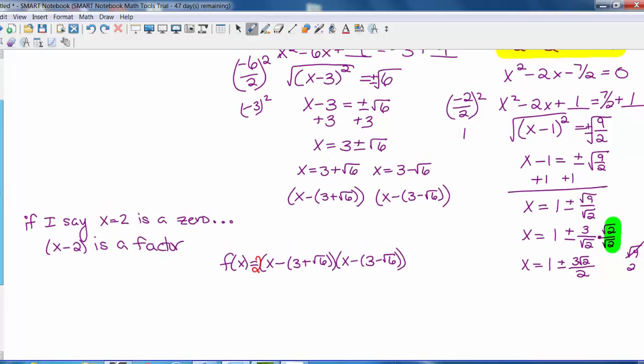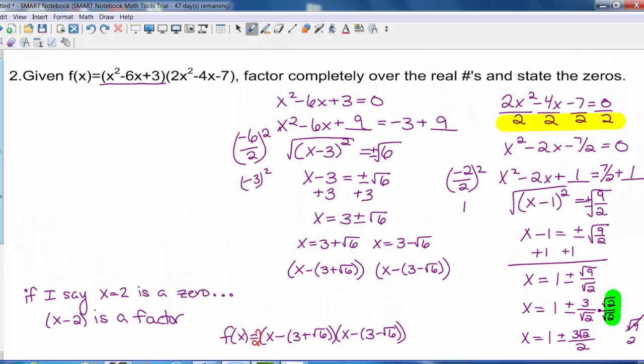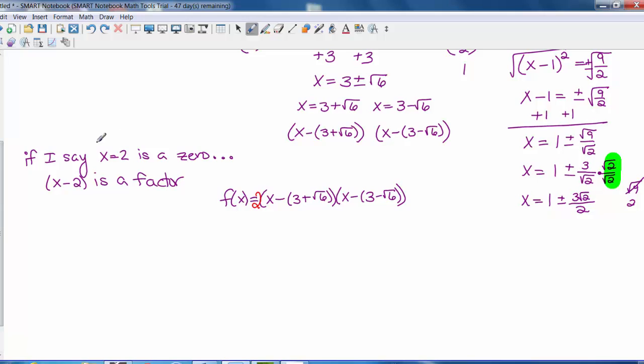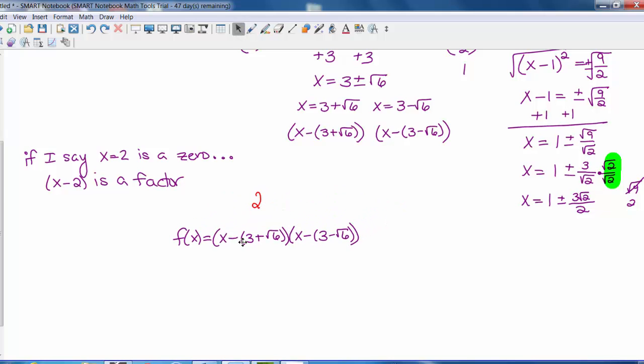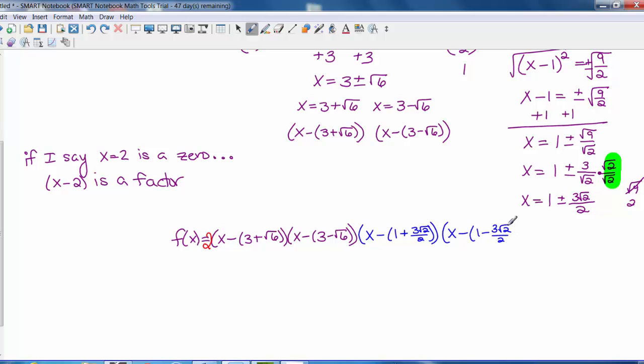equation up there, but remember we only want the factors. So I can take my zeros, just like we were talking about here. If I say x is equal to 2 is a 0, x minus 2 is a factor. So the factors here would be, and I'm going to move this again so I have more room, would be x minus 1 plus 3 square roots of 2 over 2, and x minus 1 minus 3 square roots of 2 over 2.